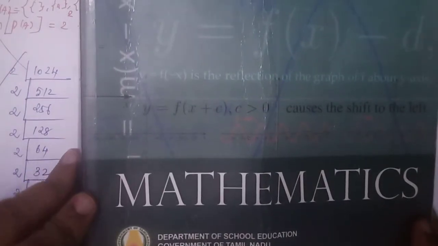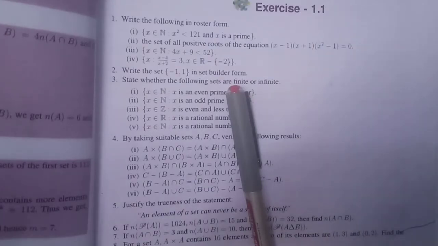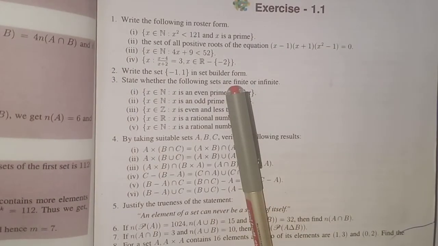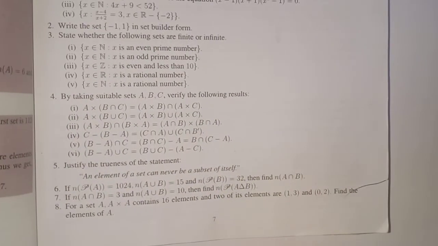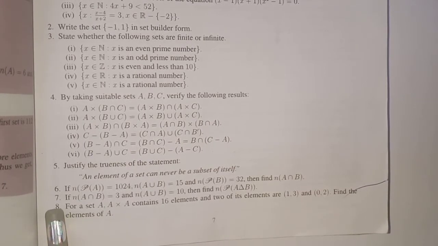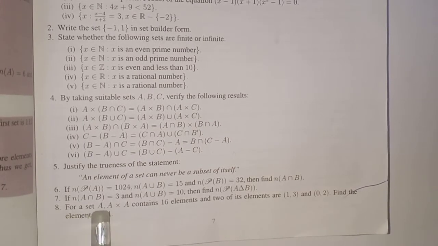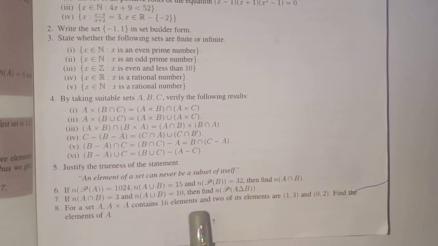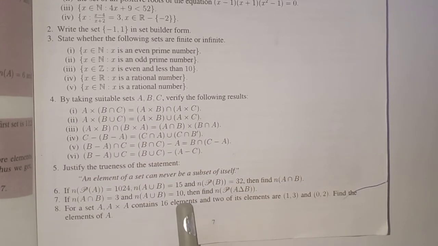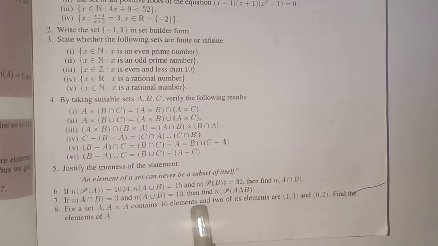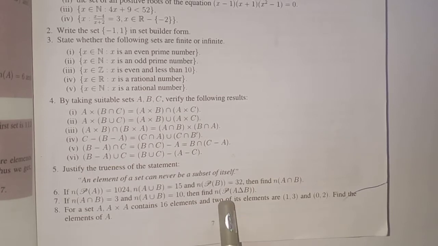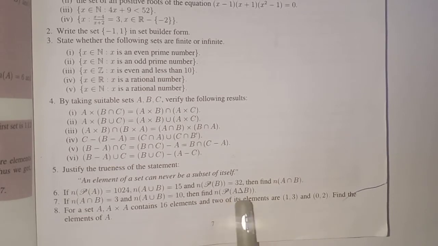11th standard mathematics, chapter number 1, continuation of exercise 1.1. Now problem number 7: n of A intersection B is equal to 3 and n of A union B is equal to 10, then find n of power set of A delta B, where delta refers to symmetric difference.